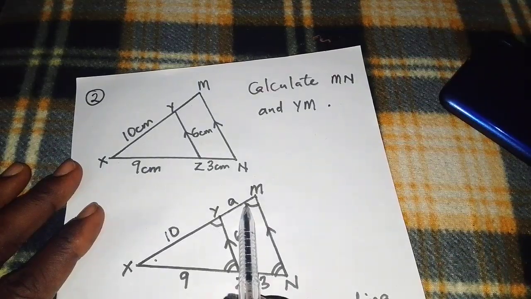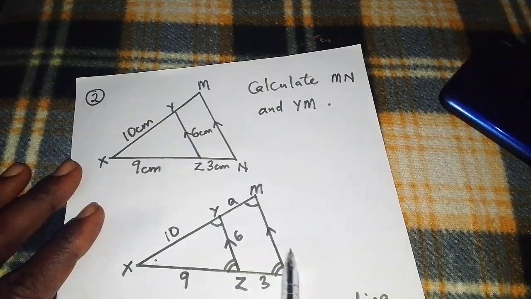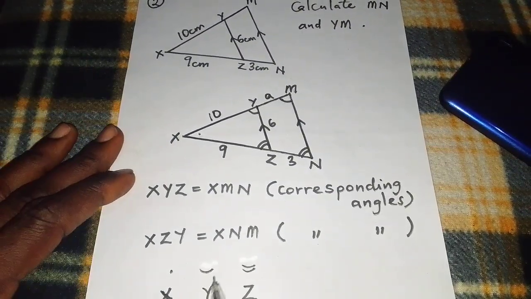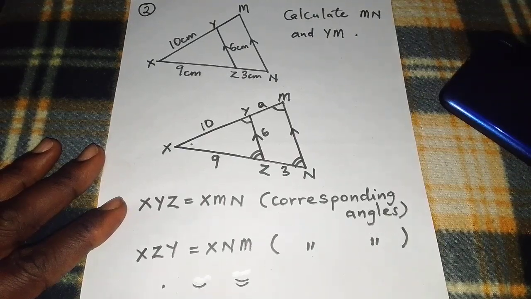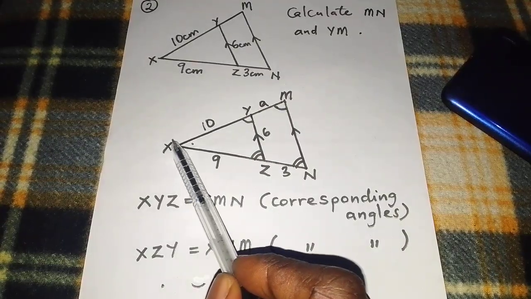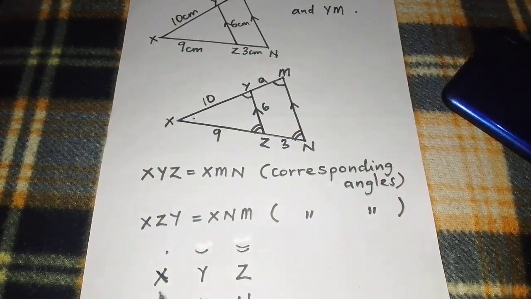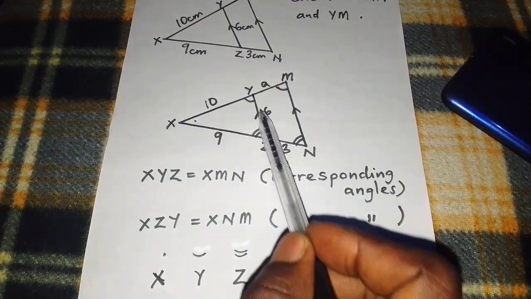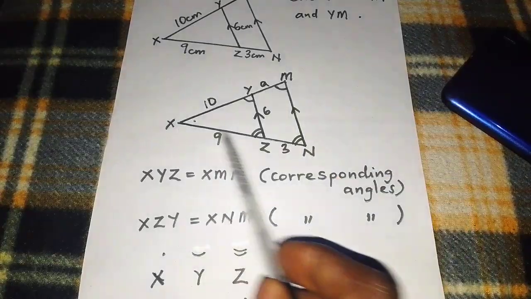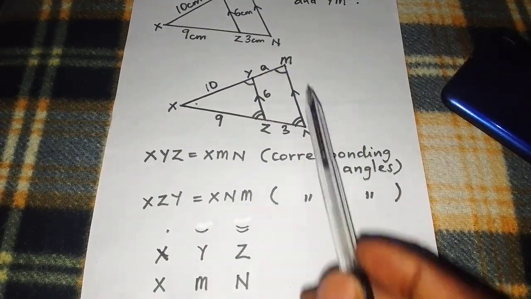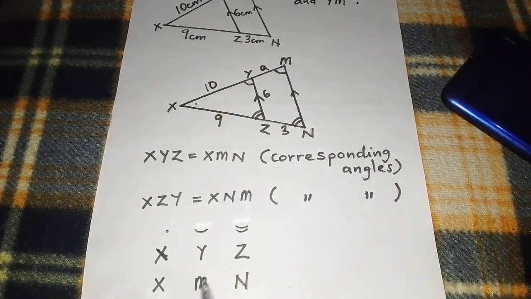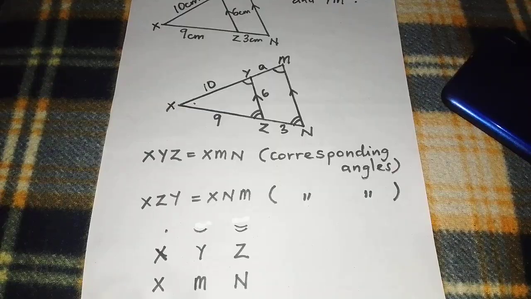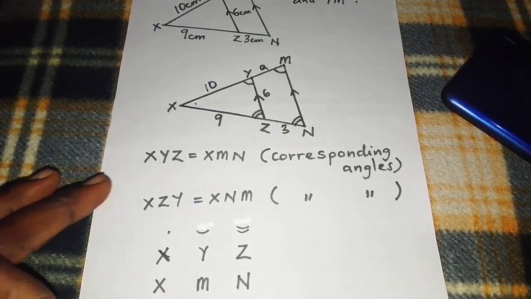So you know this angle is equal to this. I use a single curve to represent this one, double curve to represent this, and a dot representing the angle that is common. Considering triangle XYZ, the dot is representing X, one curve is representing Y, and two curves is representing Z. Likewise for the big triangle, the dot is representing X, one curve is representing M, and two curves is representing N.